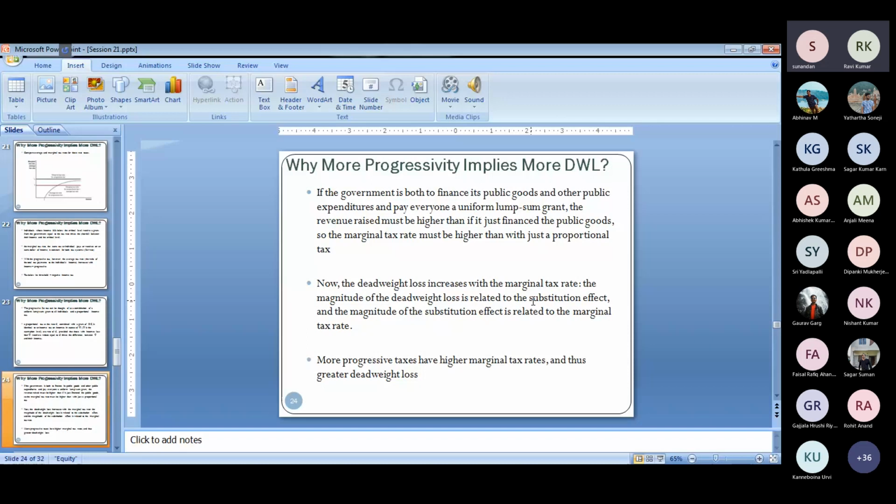Now, if the marginal tax rate is higher, remember what happens? If the marginal tax rate goes up, then obviously the deadweight loss will also go up, because it is related to what? The substitution effect. If the marginal tax is more, the substitution effect is more. And if the substitution effect is more, the deadweight loss is more. It's a very simple linkage. If that is the case, then with progressive tax, I must have higher deadweight loss.